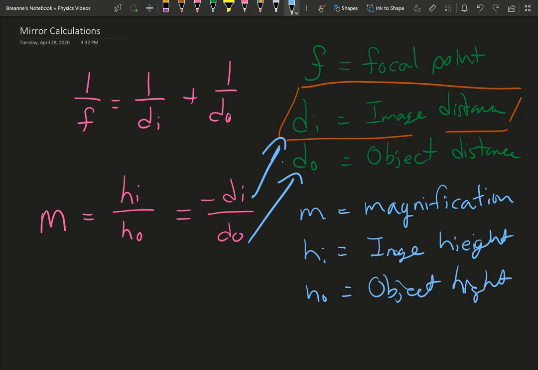Again, image height is the height of your reflection. Object height would be your height, or how much of you is in the mirror. If you're just looking at a mirror like in your bathroom, you're not going to measure your whole height. You're just going to measure as much as the mirror can see you, so probably from your waist up. So those are the calculations.